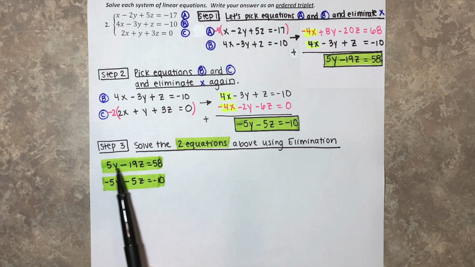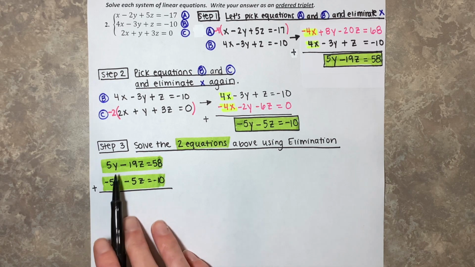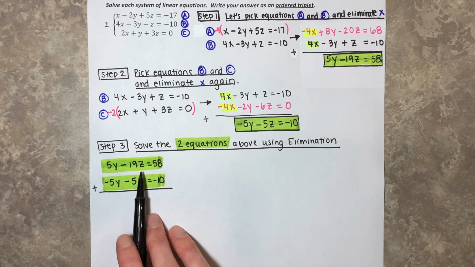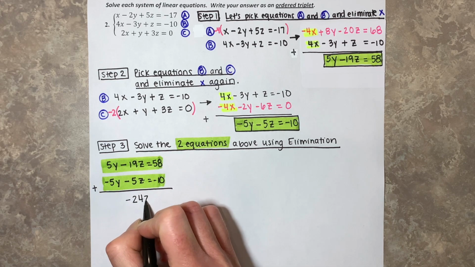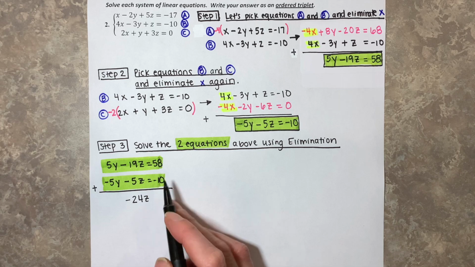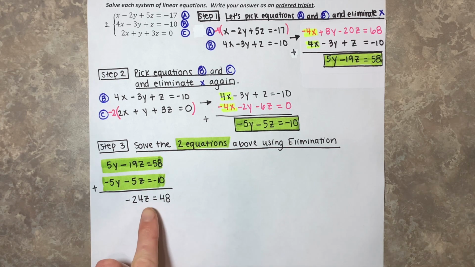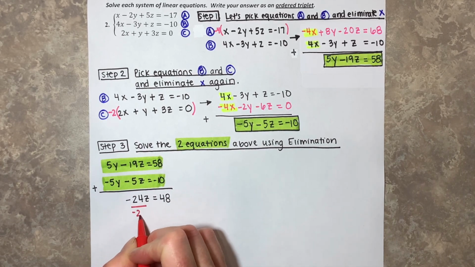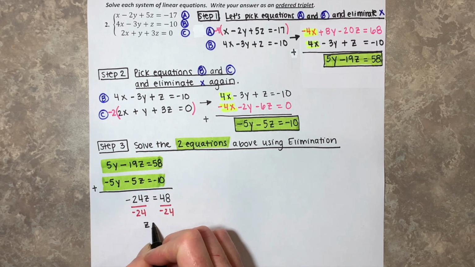And since the y's already have matching but opposite coefficients, the next step of the elimination method is to add these two equations together. So 5y plus negative 5y will give us 0. The y's will cancel. Negative 19z plus negative 5z will give us negative 24z. And 58 plus negative 10 will give us 48. Now, we've almost solved for z. To isolate or solve for z, let's divide both sides by negative 24. And that will leave us with z is equal to negative 2.